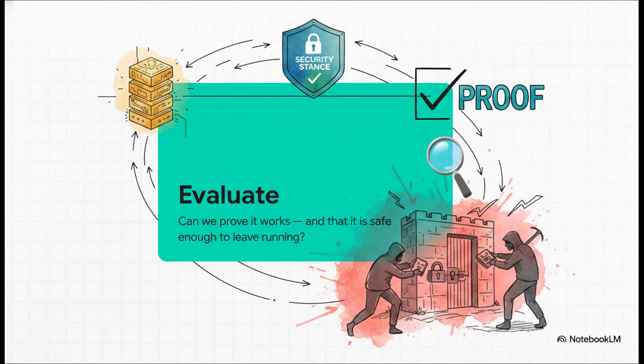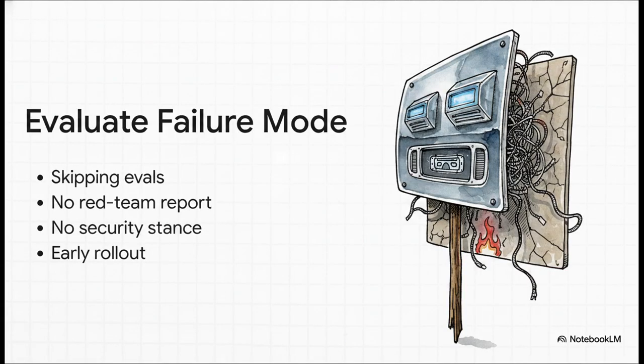Next up, evaluate. The core question here is basically generating proof. Can we actively prove it works, and just as critically, prove it's safe enough to leave running? This means building a rigorous evaluation suite packed with golden examples of data, bringing in red teams to try and break the system, and publishing a rock-solid security stance. The absolute biggest trap here? Skipping all these checks, because the prototype simply looks fine.